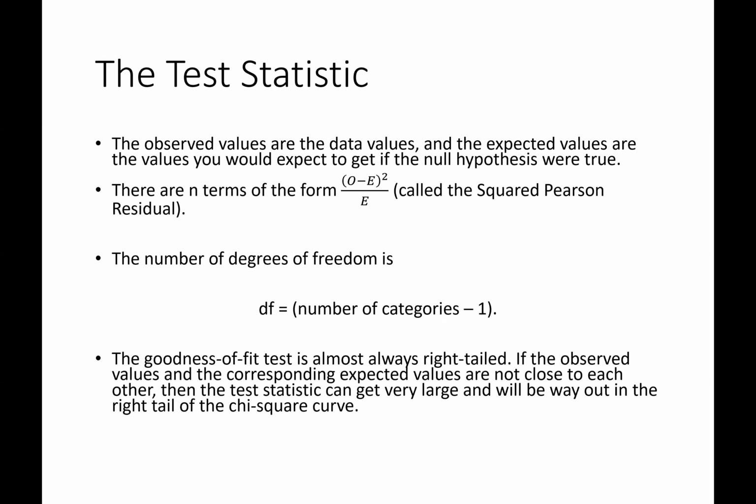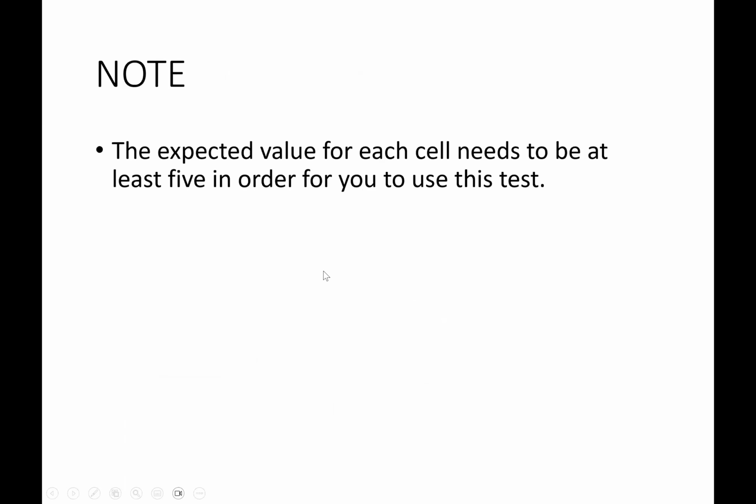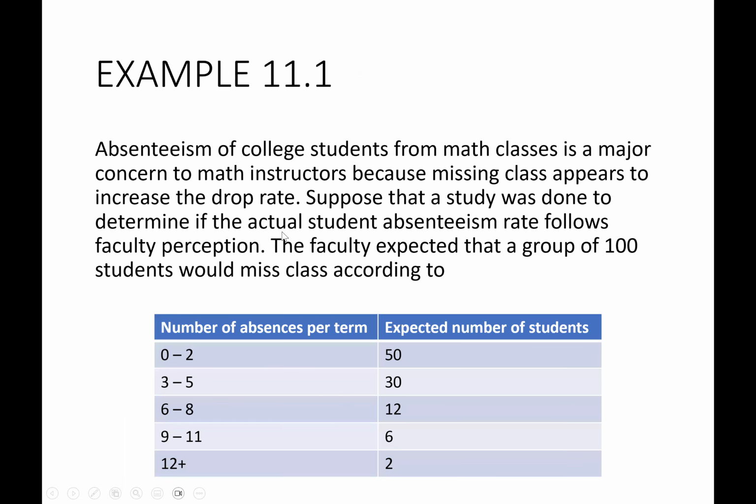Now, here's the sticky part down here, the degrees of freedom. The degrees of freedom are the number of categories minus one. So if in a bag of M&Ms you have 5 different colors, then the degrees of freedom would be 4, the number of categories 5 minus 1. The expected value for each cell needs to be at least 5 in order for you to use the chi-squared goodness of fit test. Okay, so let's do our first example.